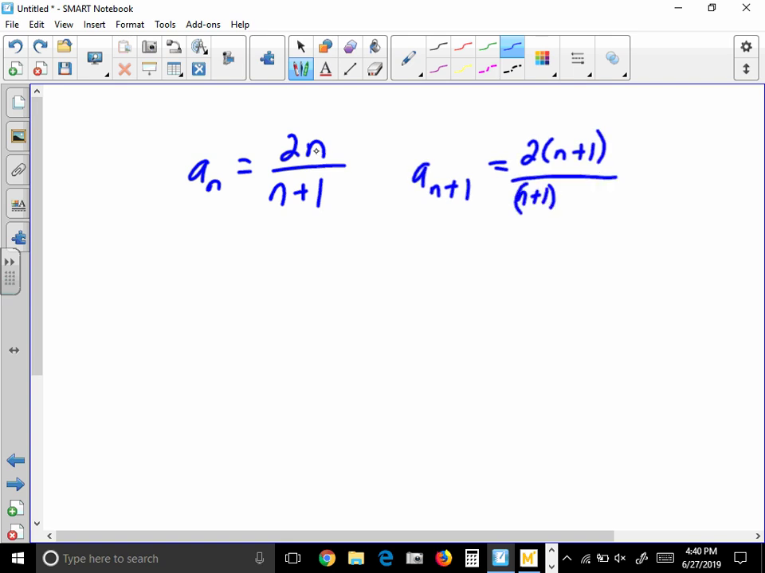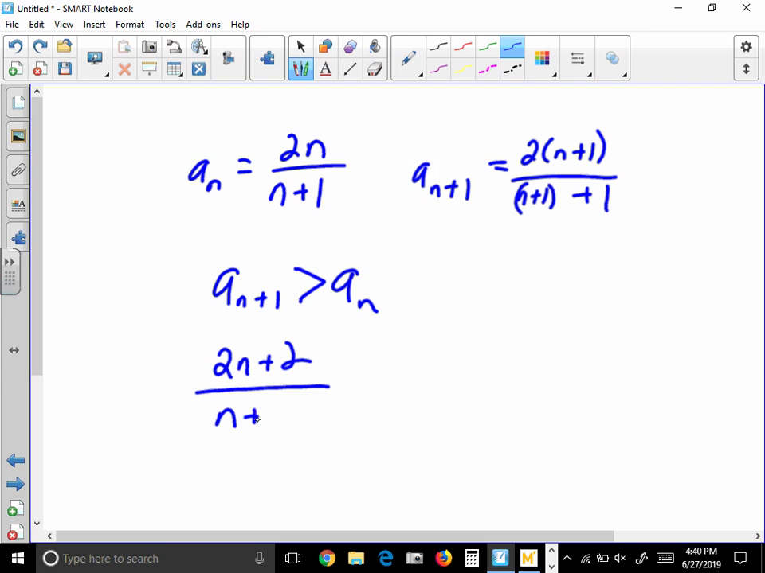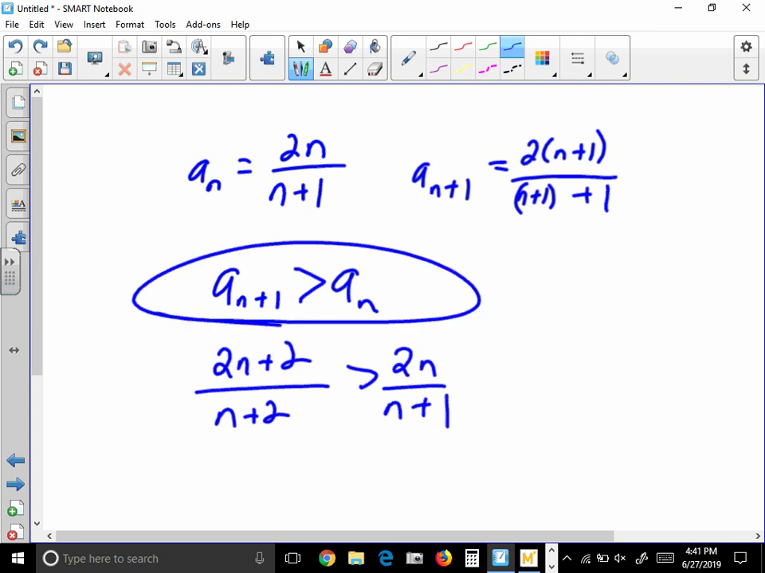So if we replace every n with n plus 1, if this is monotonically increasing, that means every successive term is going to be bigger than the previous term. So that means the 2n plus 2 over n plus 2 is always bigger than 2n over n plus 1. So let's say that again.